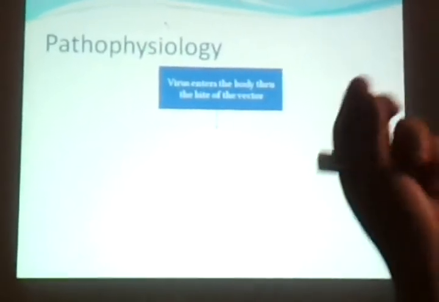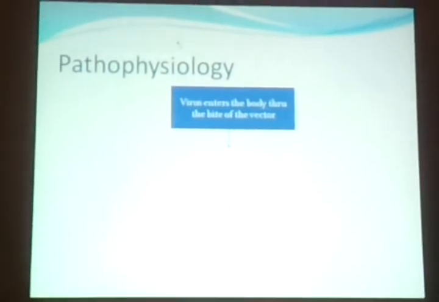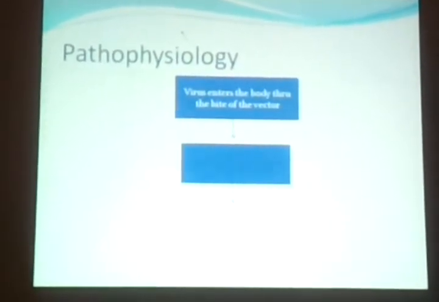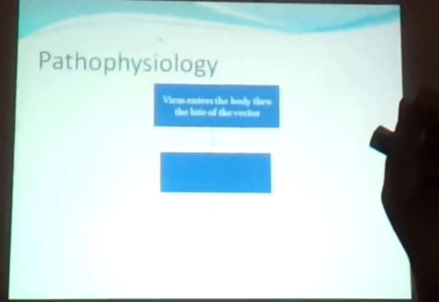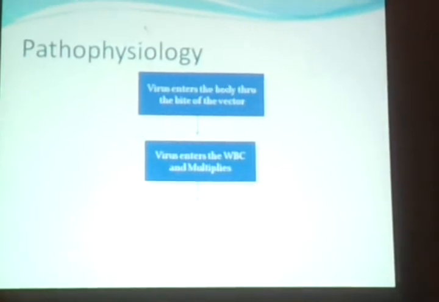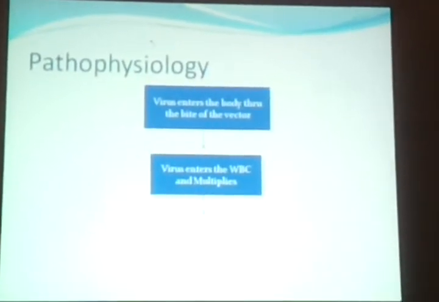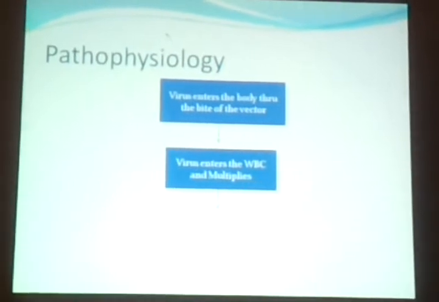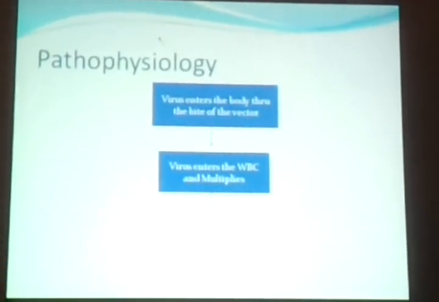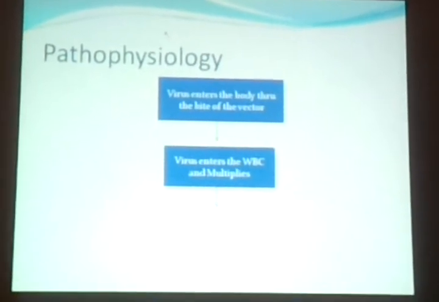So the virus enters the body through the bite of the vector. I already gave you the picture. The virus will circulate in the blood, of course, enter the WBC and multiply. So the main target of the virus, unlike other viruses, for example hepatitis B, which once inside the body go directly to your hepatocytes and stay there for quite some time and take the opportunity when the immune system is low.